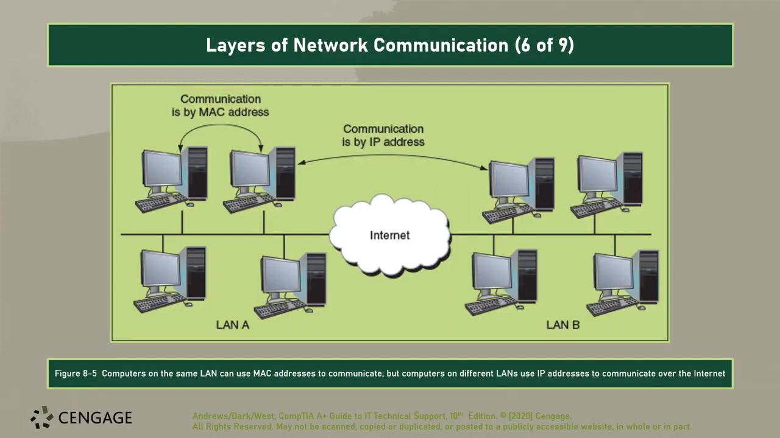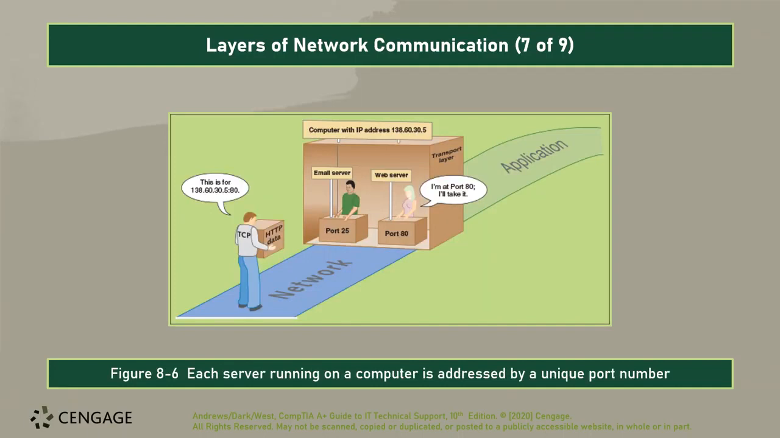So inside of a LAN, communication is done by MACs because it's a lot faster. And then communication is done by IPs when we have to go over the internet because we need a higher level of differentiation between local and remote networks.